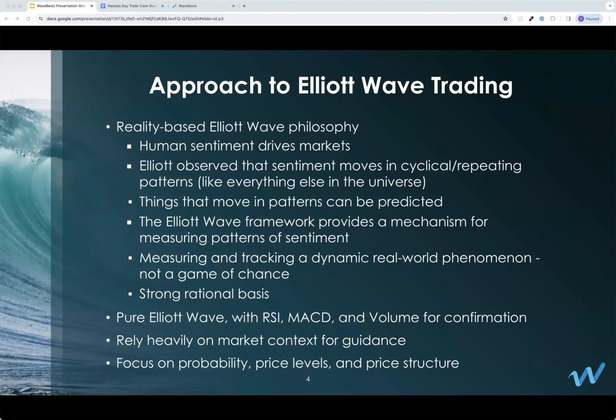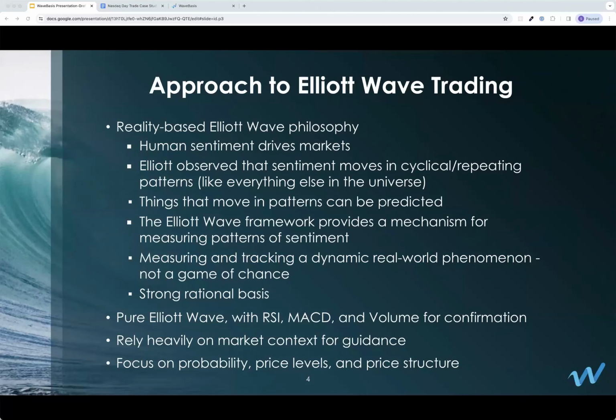So Ralph Nelson Elliott observed that sentiment moves in cyclical and repeating patterns, and this aligns with everything else in the universe. There's nothing that escapes the patterns of the universe. And things, obviously, that move in patterns can be predicted. It's a really simple idea, but I like to reinforce it because, as I said, when you understand what you're doing, you have a better chance of being successful at doing it. And the Elliott Wave framework simply provides a mechanism for measuring these patterns of sentiment that we know are operational in the market.